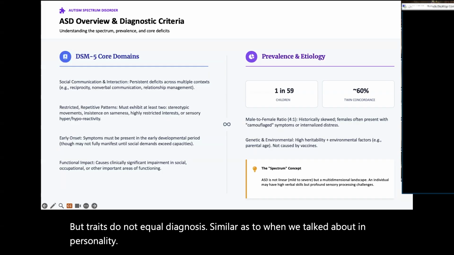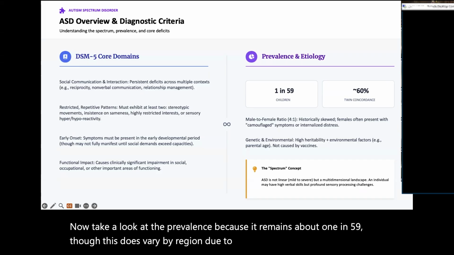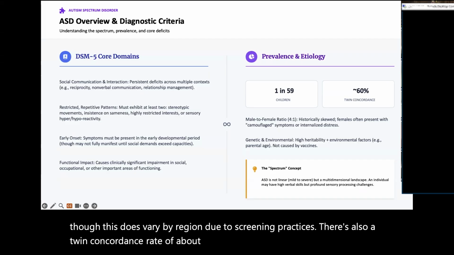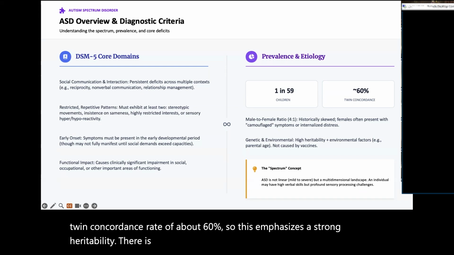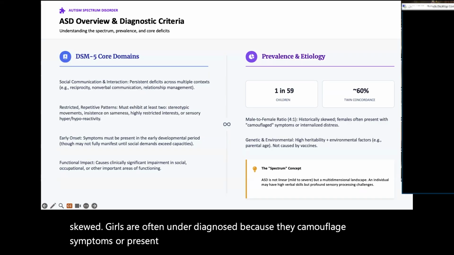Now, take a look at the prevalence because it remains about 1 in 59, though this does vary by region due to screening practices. There's also a twin concordance rate of about 60%. So this emphasizes a strong heritability. There is also a male to female ratio of 4 to 1. So it's historically skewed. Girls are often underdiagnosed because they camouflage symptoms or present with internalized distress like anxiety. Boys just show you the anxiety.